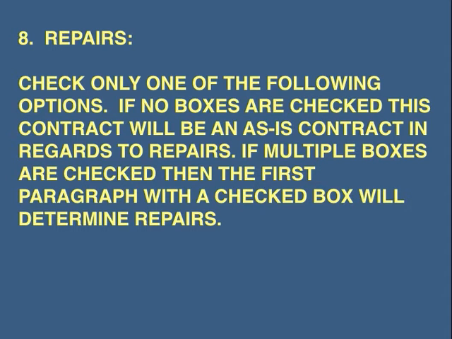At the top of this section, you see number 8, repairs. All this is in all caps, bold. It's supposed to let you know how important this paragraph is. Check only one of the following options. If no boxes are checked, this contract will be an as-is contract in regard to repairs. If multiple boxes are checked, then the first paragraph with a checked box will determine the repairs.